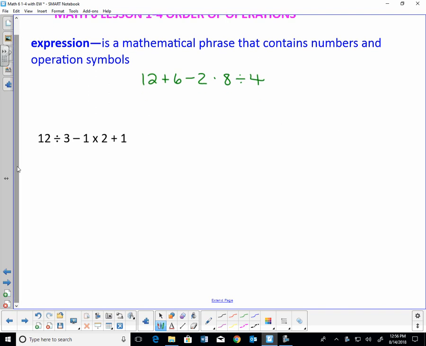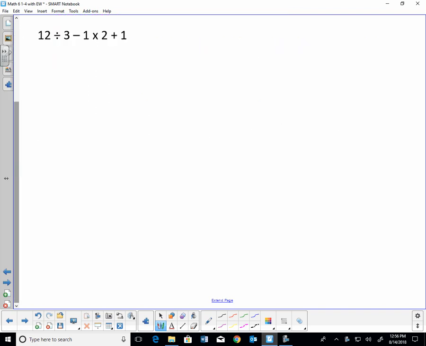Here we have the expression 12 divided by 3 minus 1 times 2 plus 1. In mathematics, if I ask the average person to do this problem, I might come up with 4 or 5 different answers. Unfortunately, only one answer is correct. You have to follow the proper order of operations to get the proper answer for this problem.